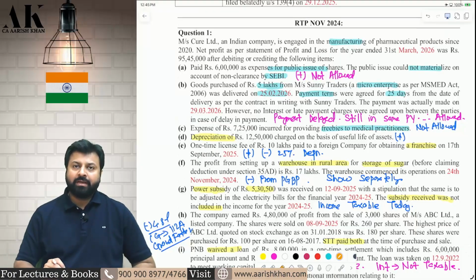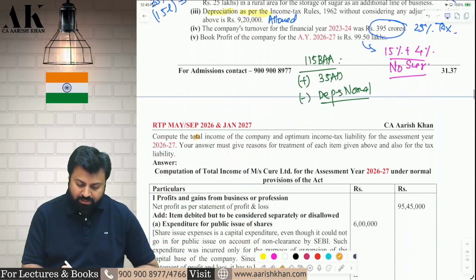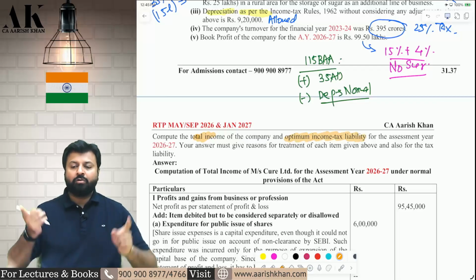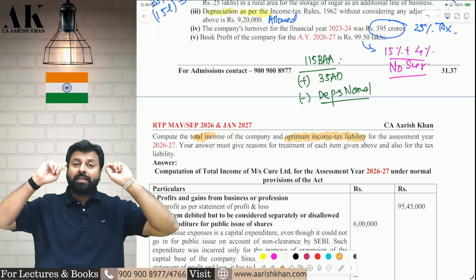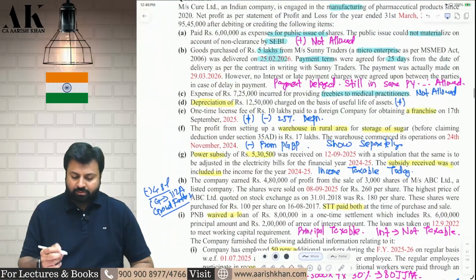Let's move on to the next RTP, RTP November 2024. Now what is given in this RTP? Again, a total income question where you have to compute the most optimum income tax liability. Again, you have to compute as per normal provisions, then as per MAT and then as per 115BAA, just like the previous RTP. So let's start with the question.